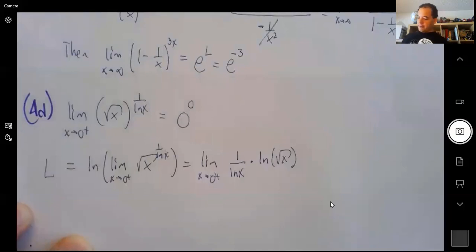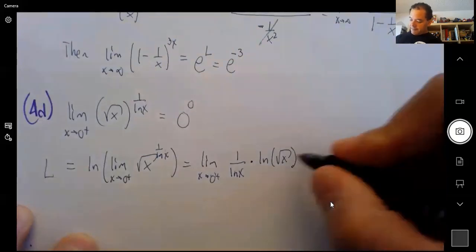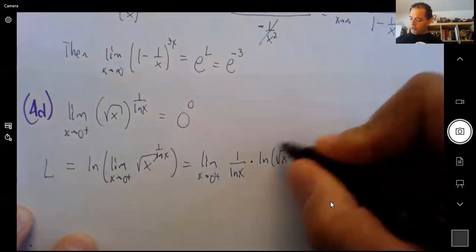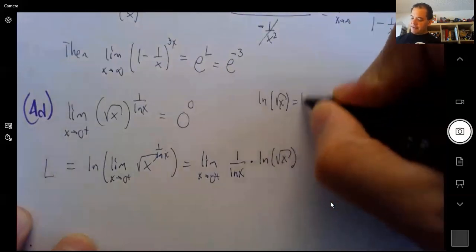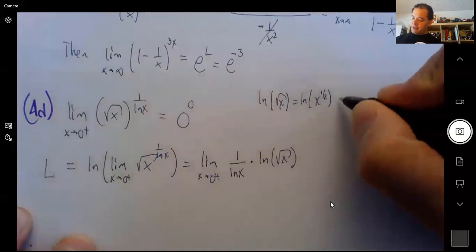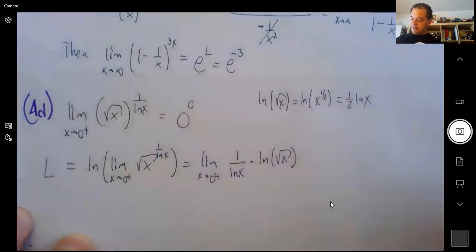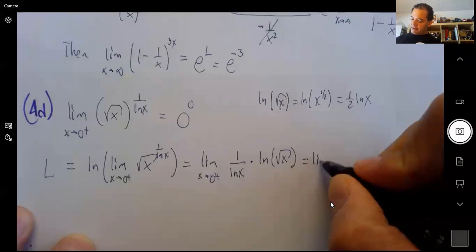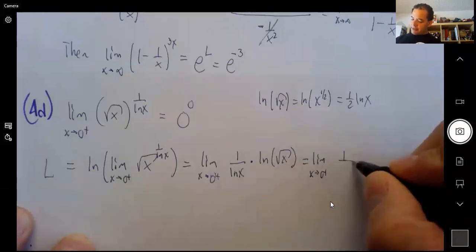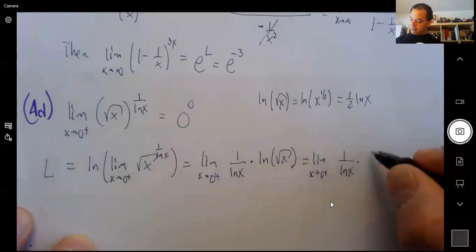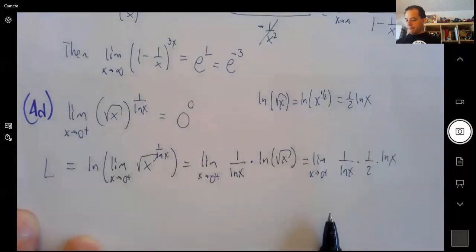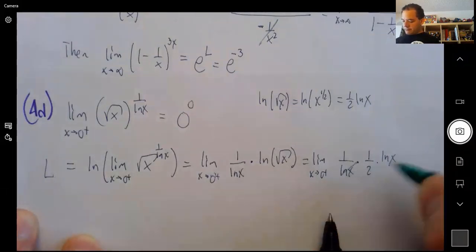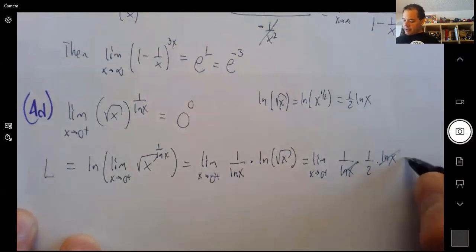Oh, I remember this one. This one did not even require that much work because you can use the properties of the logarithms, right? Ln of root x is the same as ln of x to the 1/2, which is the same as 1/2 ln x. So if you use that in here, you don't even need to apply L'Hopital's rule for this one. This becomes 1 over half ln x. And the ln x's go away. So the answer is just 1/2.